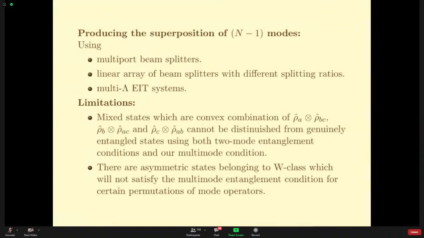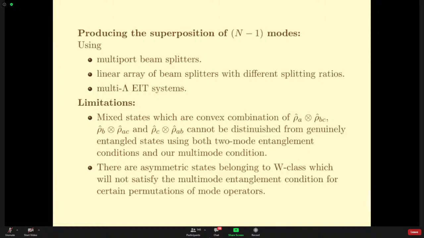So we can use multi-port beam splitters or a linear array of beam splitters with different splitting ratios. In the case of a frequency mode, we can use multi-lambda IIT systems. So using multi-port beam splitters and the multi-lambda IIT systems, we have shown the experimental scheme in the paper.